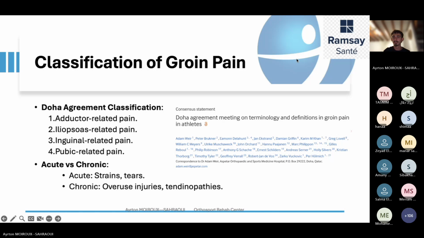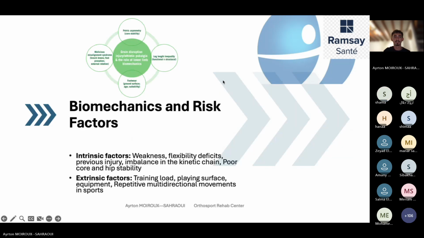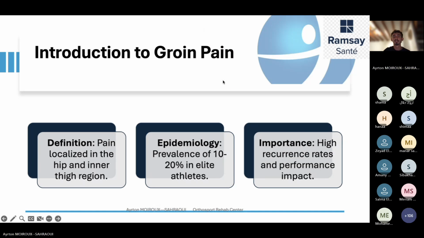How can I prevent recurrence of groin pain after the end of treatment? How can we prevent recurrent groin pain?